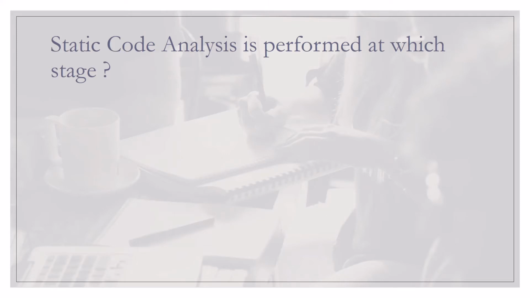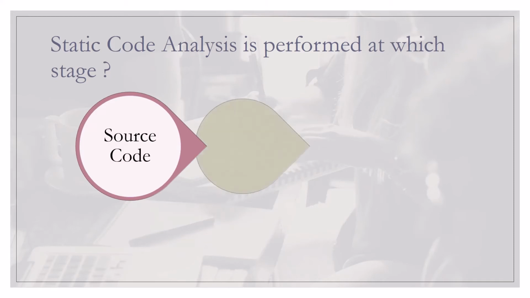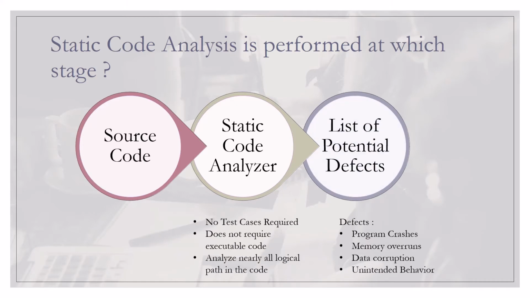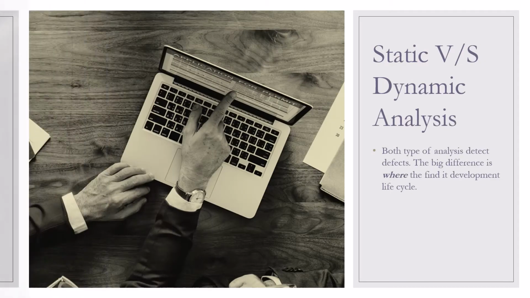At which stage should static code analysis be performed? Static code analysis should be performed early in the development cycle, before software testing begins. For an organization that practices DevOps, static code analysis takes place during the create phase of the development cycle. So, how does it work? You have source code, provide it to the static code analyzer tool, and this tool will then scan your code for potential bugs and defects, and it will generate a report for you.